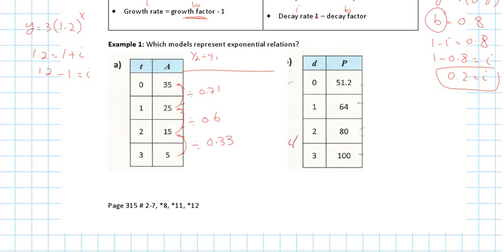so if you look at that ratio, is it constant? No. So is it exponential? No. So I know this is not exponential because the first ratio is not constant.